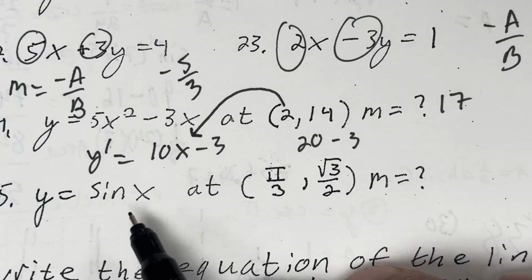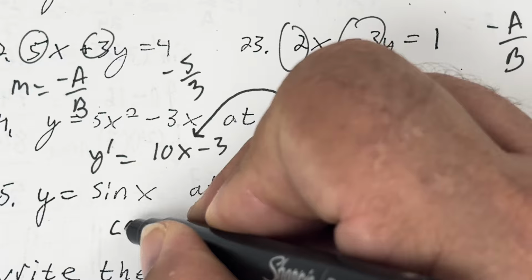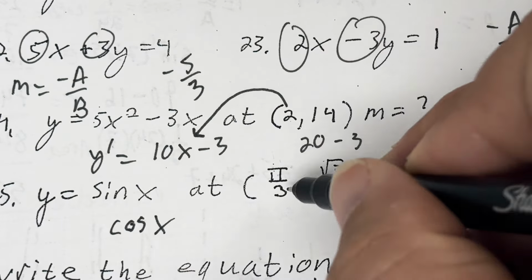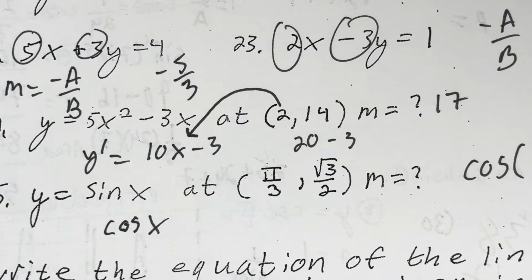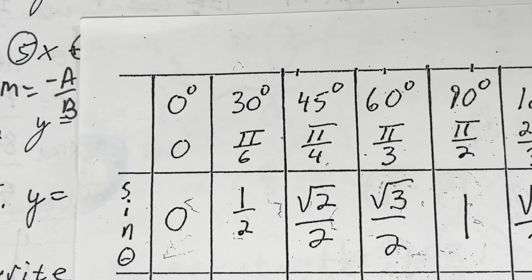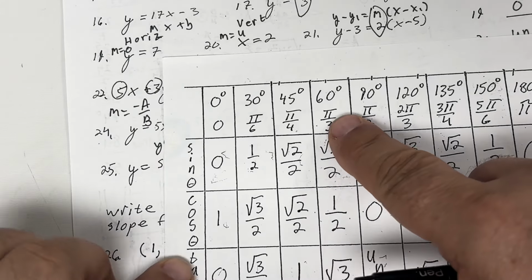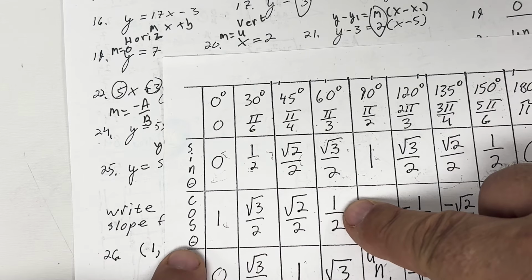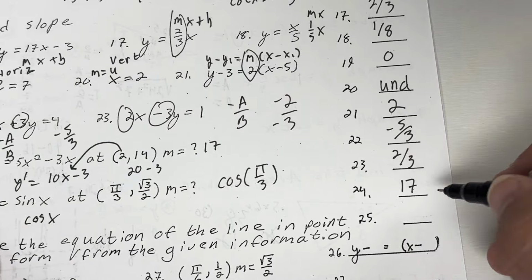The slope of sine x at pi over 3. So the derivative of sine x is cosine x. So I want to find cosine of pi over 3. On the chart, cosine of pi over 3 is 1/2. So that slope is going to equal 1/2.